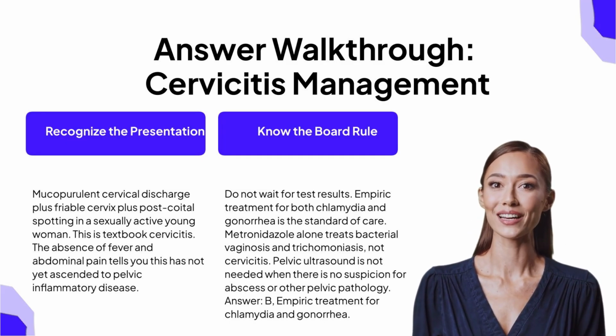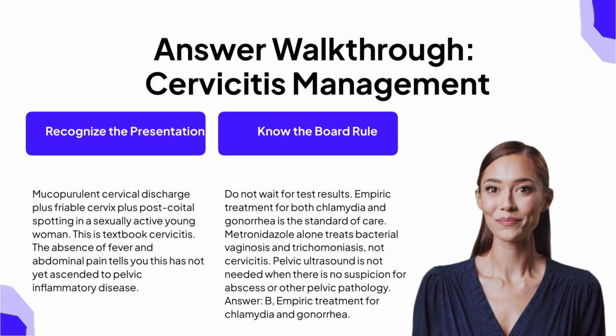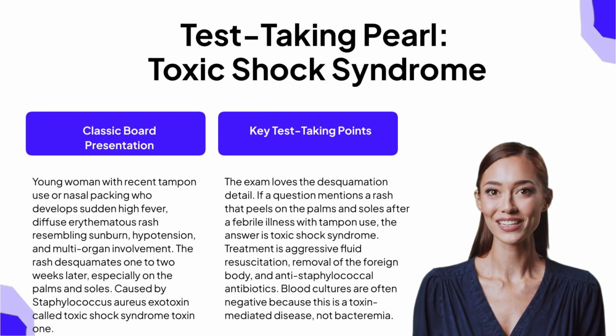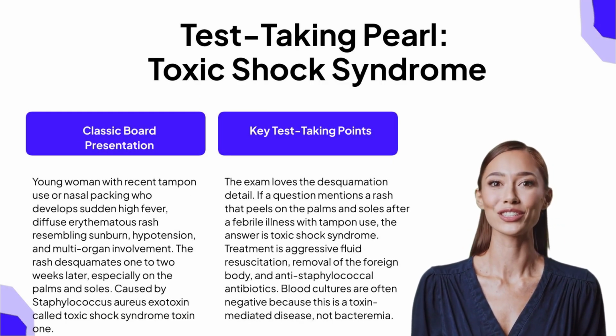The correct answer is B, empiric treatment for chlamydia and gonorrhea. This treat first, ask later approach is a recurring theme on the boards for cervicitis and pelvic inflammatory disease. This is an important test-taking pearl about toxic shock syndrome.